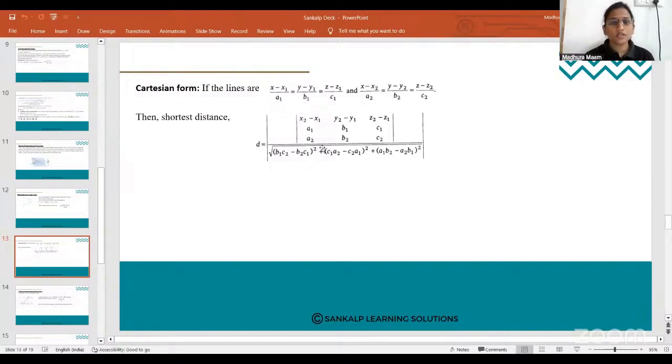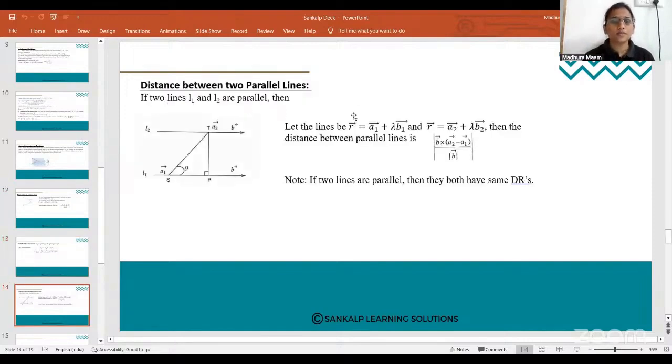Okay, so one more: the distance between parallel lines. Parallel lines are lines along the same direction, and the distance between them is always the same, right? If two lines are parallel, their parallel vectors will also be parallel only. So they will be the same, and therefore b1 cross b2 will not appear. There will be the same parallel vector, so only one vector comes here and the rest remains the same: b cross a2 minus a1 divided by magnitude of b.